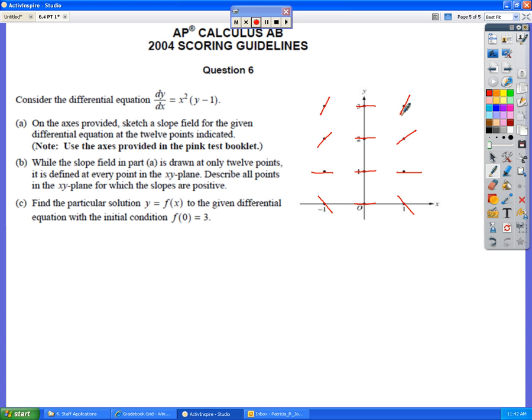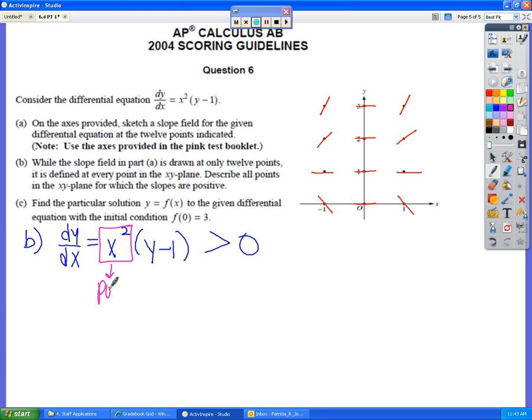So there's part A. Part B asks you to, given the slope field drawn, describe all points for which the slopes are positive. So you will not list a bunch of points. You will find where dy dx is equal to x squared times y minus 1, and where that is greater than 0. Now, to do a little bit of an analysis, you'll find that this term is always positive. So we don't really care about that when I'm looking for the sign of dy dx.